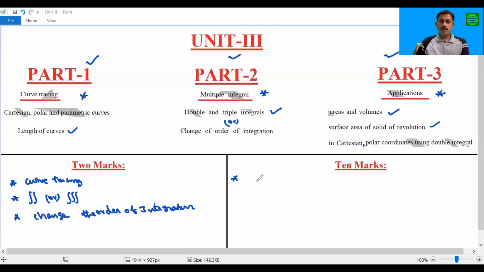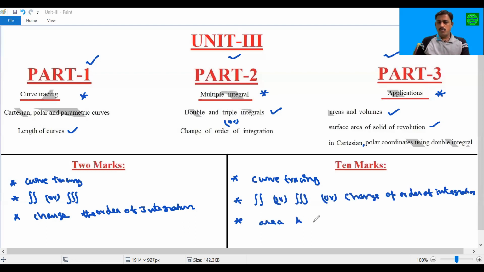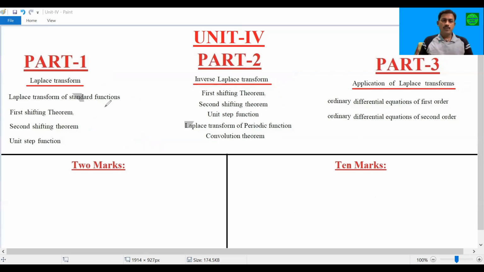So in 10 marks, you may expect a problem from curve tracing, a problem from double or triple integral, change of order of integration, area and volume. Unit 4 is divided into 3 parts again. First part Laplace transformation, second part inverse Laplace transformation, third part application of Laplace transformation.